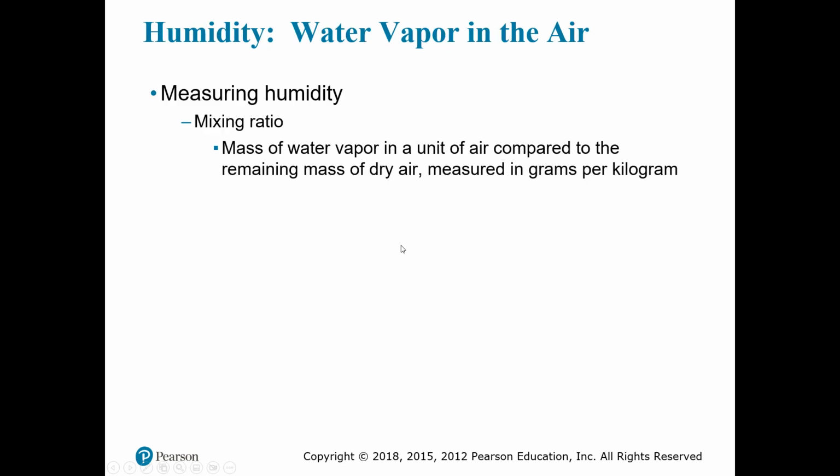So how we measure humidity, one way is mixing ratio, and this talks about the mass of water vapor. How many grams of water vapor are there in a unit of air, and let's say in a kilogram of air? So how many grams of water vapor are in 1 kilogram of dry air? So again, that unit becomes grams per kilogram. So maybe there's 7 grams of water vapor per kilogram of dry air. So that actually is telling us what the amount of water vapor is, like how many grams of water vapor are there in that unit of air.